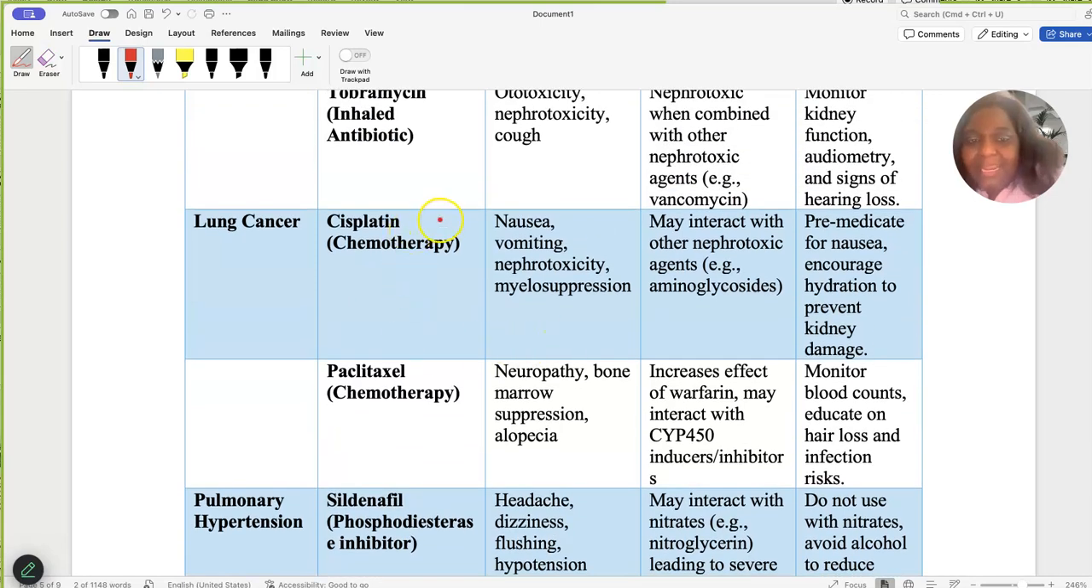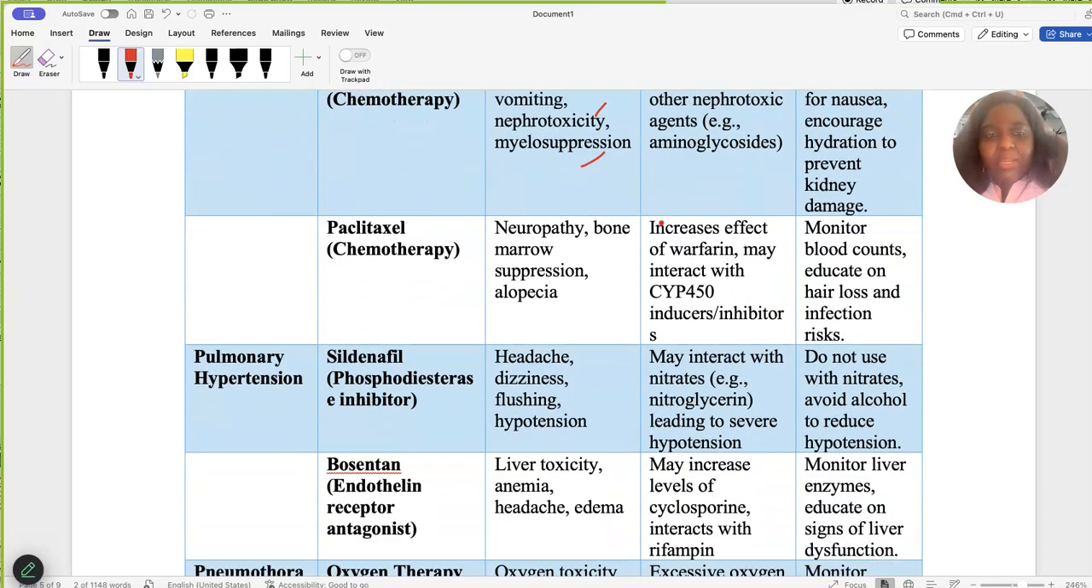And then cisplatin, anytime you're taking anything for cancer, nausea and vomiting, you can be guaranteed, that's one of the effects. Nephrotoxicity and myelosuppression. It may interact with other nephrotoxic agents like aminoglycosides. Pre-medicate for nausea and encourage hydration to prevent kidney damage. Now, paclitaxel: neuropathy, bone marrow suppression, alopecia, increases the effect of warfarin, and may interact with CYP450 inducers and inhibitors.